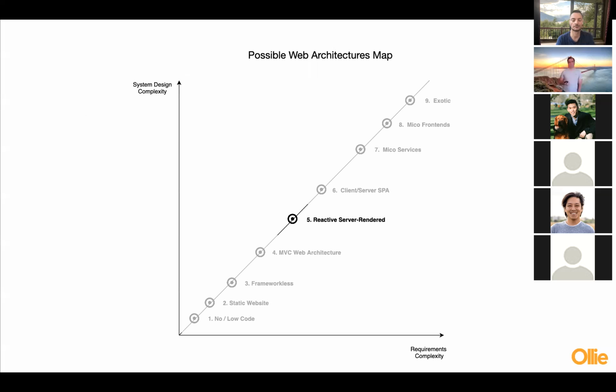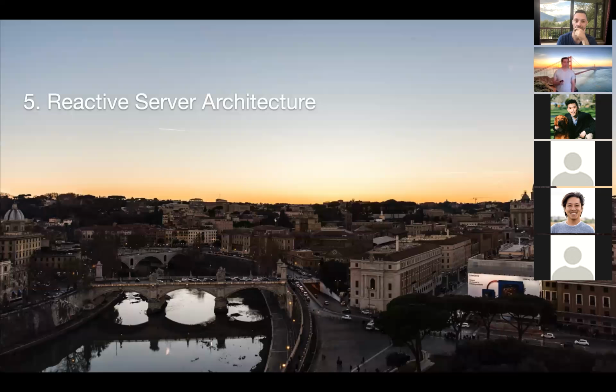So this is where the new kid on the block comes in. There used to be just an empty space in here between MVC web architectures and client-side, server-side, SPA kind of architecture. There used to be nothing here. Now there's a bunch of different libraries, and it all started with one beautiful library called Phoenix LiveView and the Elixir language.